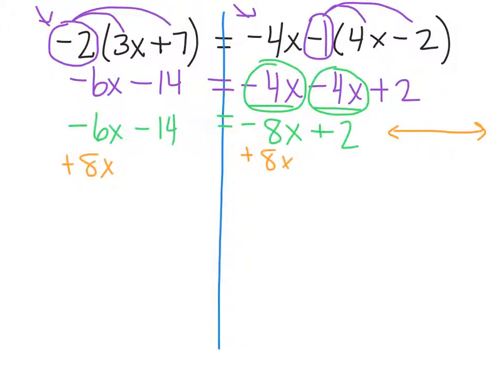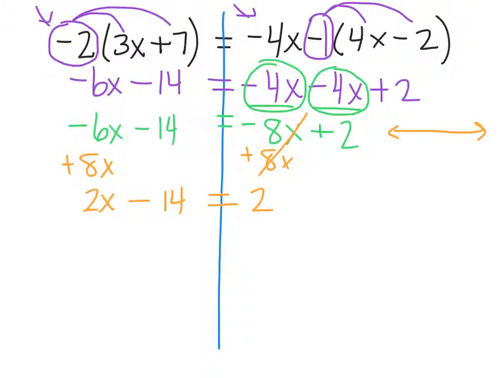Negative 6x and positive 8x, they're different signs, so we're going to subtract and we get 2x. We have more positive, so it's positive 2x. Bring down the minus 14. On this side, negative 8x and positive 8x equals 0, so that cancels. And I'm going to bring down my 2.